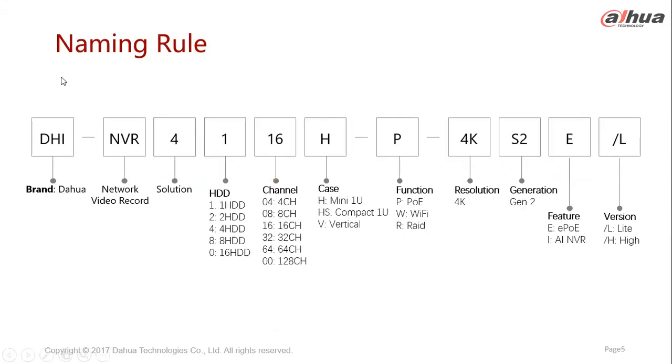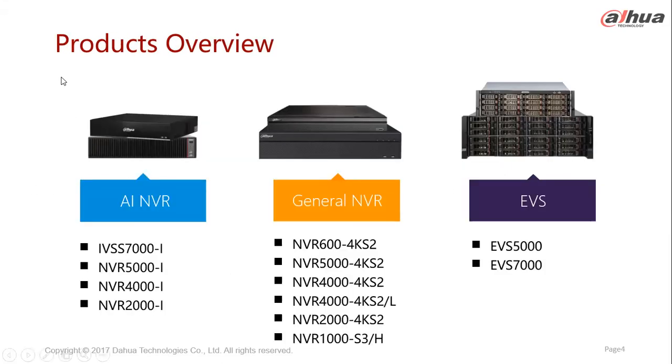Also in the category for AI NVR. So in NVR we have series 1, 2, 4, 5, 6, and 7. For AI NVR, we have series 2, 4, 5. So any NVR with an I at the end, that is an AI NVR, while the ones that don't have I are just general NVR. Then we have the EVS as their own category.